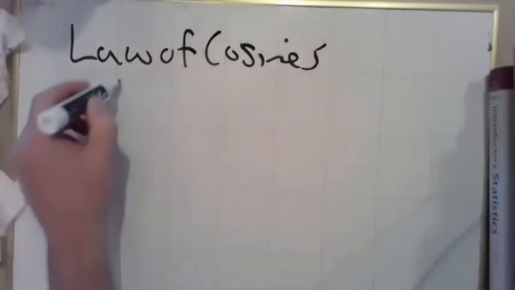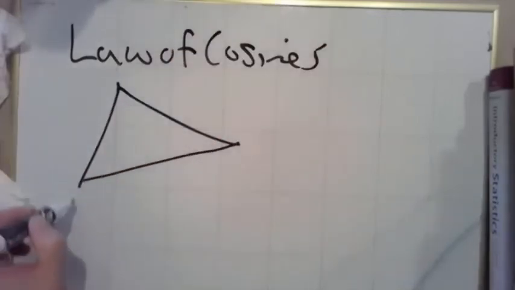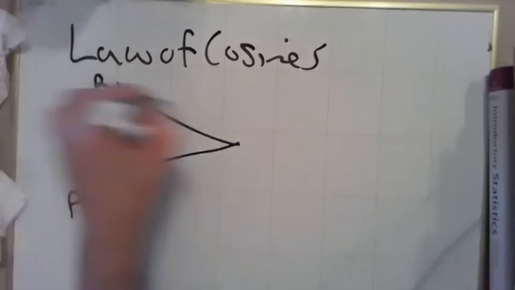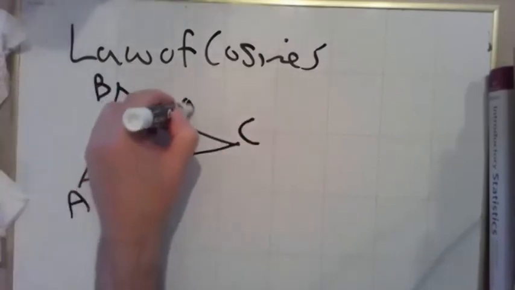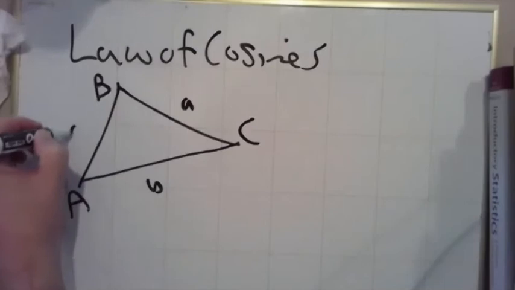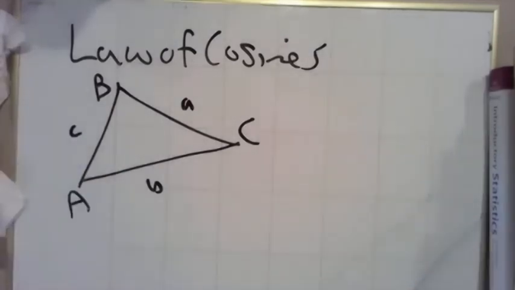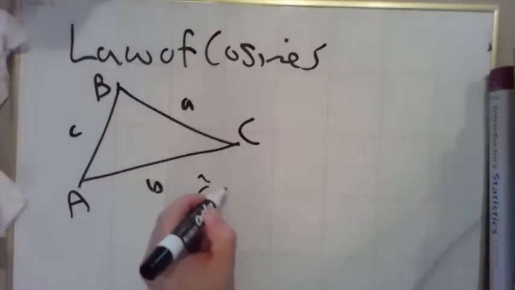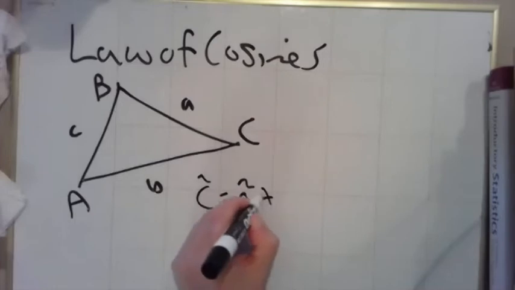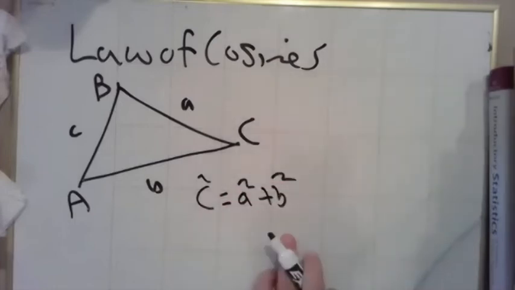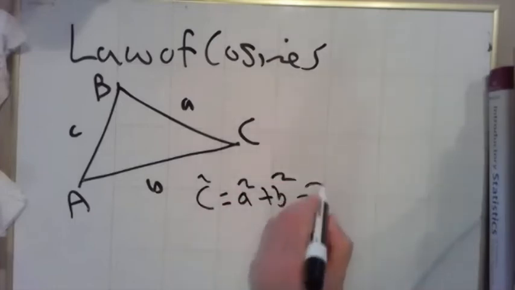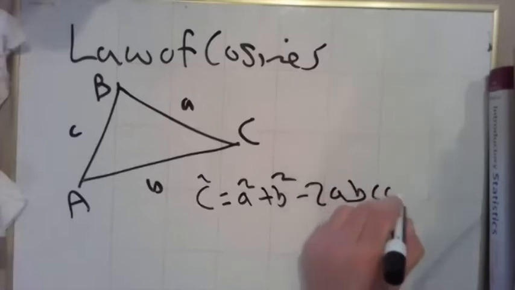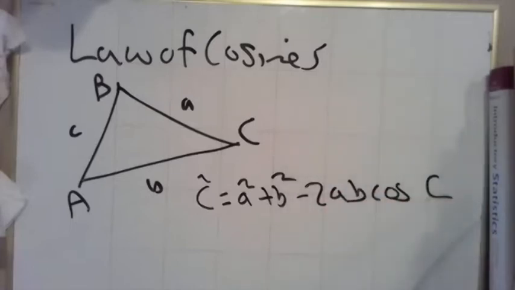Okay, so again, we're in a non-right triangle, so we don't have Pythagorean. Law of cosines is the correction to Pythagorean, and it's c squared equals a squared plus b squared, looks like Pythagorean so far, minus 2ab cosine of the angle C.